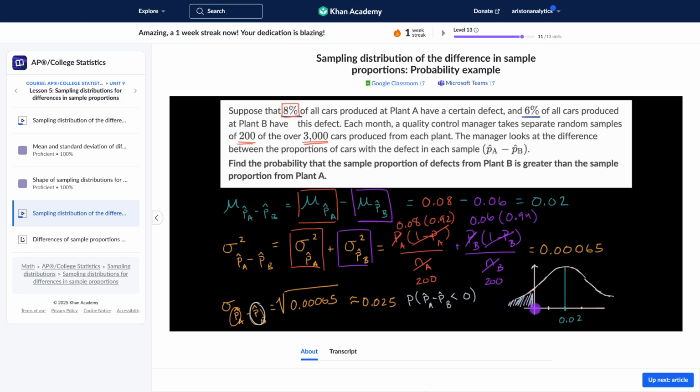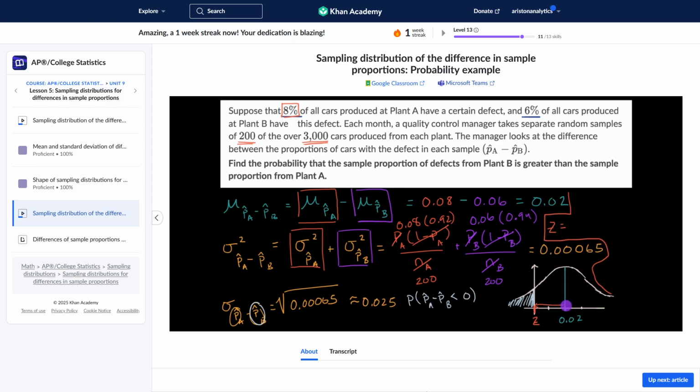Now there's a bunch of ways that we can figure out this area, but one of the easiest is to figure out how many standard deviations below the mean this is, up to and including, and then we could use a z-table. So what we just have to do is figure out what the z value is here. We just have to say, how many standard deviations below the mean is this? And I'll do it up here.